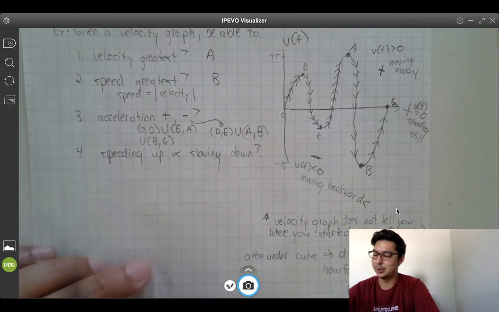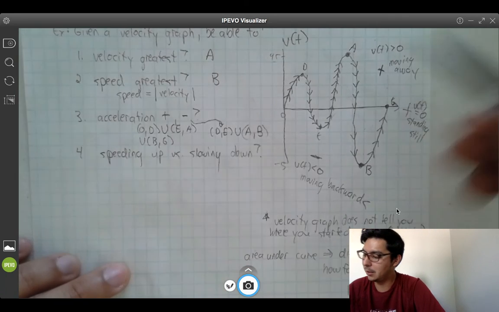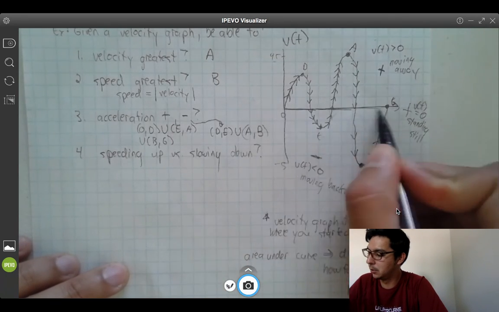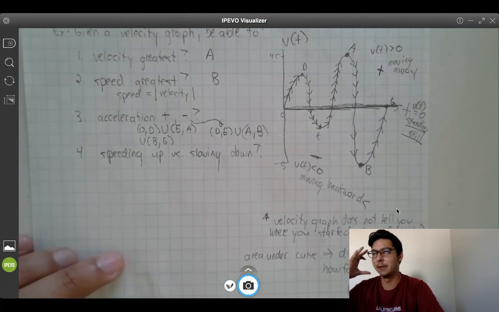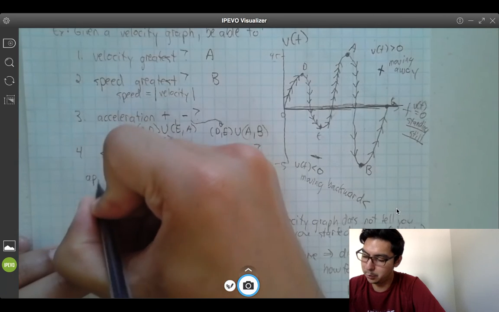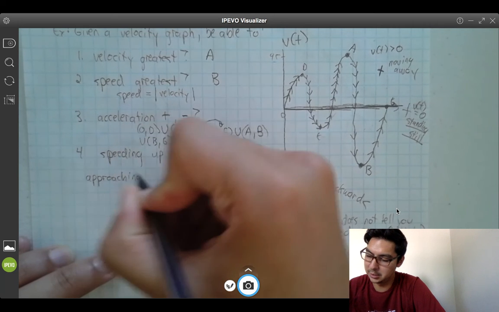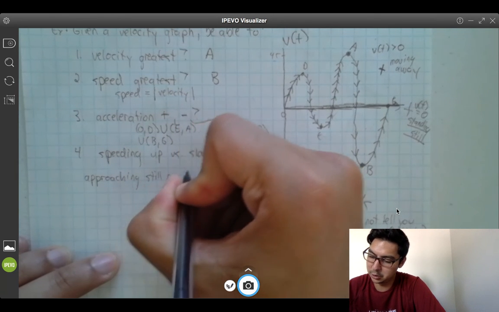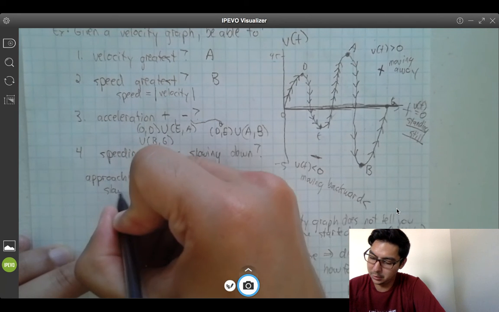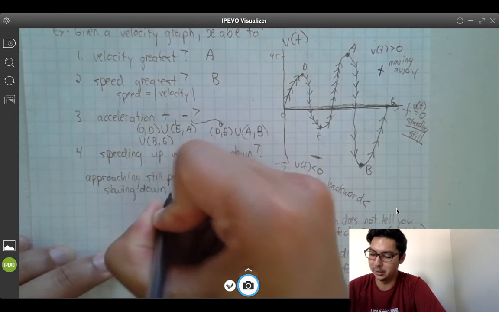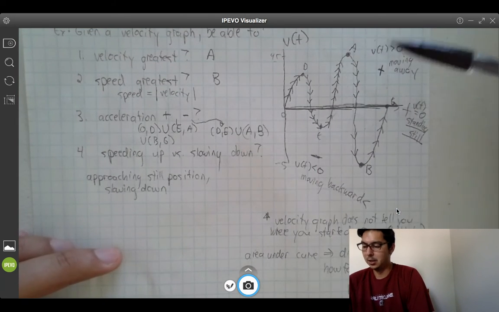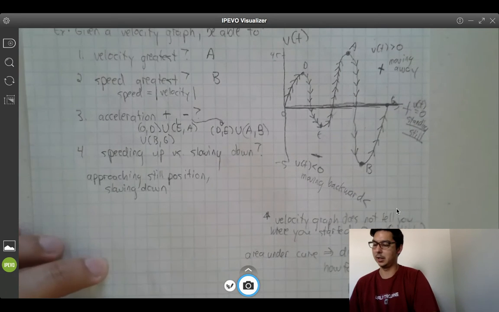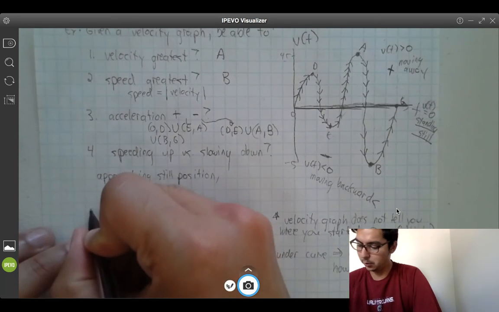And then speeding up versus slowing down. This one gets confusing. So remember that for my point here, 0 is you're standing still. And for me, I have to visualize that to remember if I'm approaching a still position, right? If you're approaching a still position, you're slowing down. You can't come to a stop without slowing down. Okay. So anytime you're approaching 0, whether it's from the positive velocity side or the negative velocity side, you're slowing down.